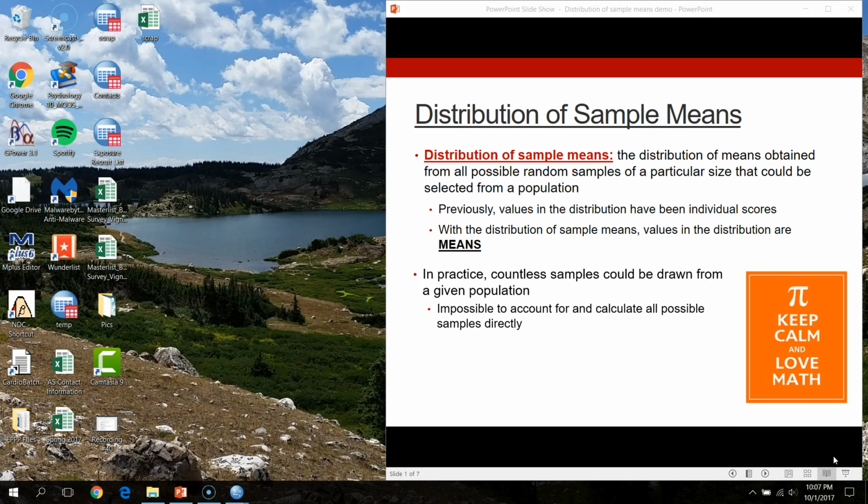Again, when we're talking about sampling distributions, the sampling distribution that we had focused on is the distribution of sample means. If you recall, the distribution of sample means refers to the distribution of means that we would create from all possible random samples of a given size that could be pulled from a population. And we remember that this distribution of sample means has certain properties that become helpful for us in terms of statistics.